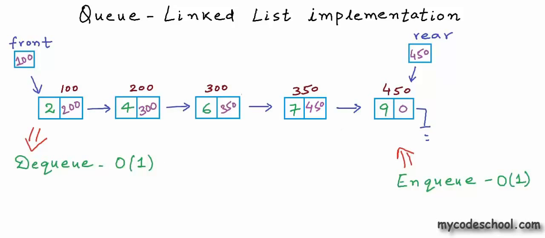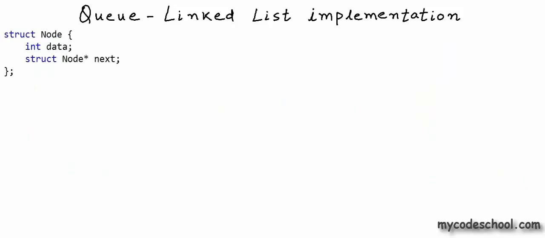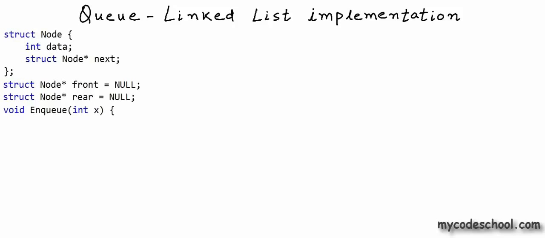Let's quickly see what real code in C will look like for this design. I have declared node as a structure with two fields, one to store data and another to store the address of the next node. Now instead of declaring a pointer to node named head, I'm declaring two pointers to node, one named front and another named rear, and initially I'm setting them both as null. Let's say I'm defining these two variables in global scope, so they will be accessible to all functions. My NQ function will take an integer as argument.